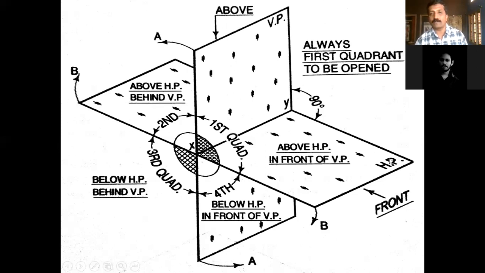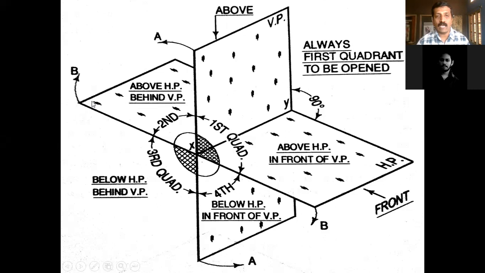For the third quadrant, the observer cannot come here and cannot see. He has to stand always near the first quadrant. Got it? Now let me give you the details of how to give the position of an object with respect to HP and VP. So the observer is always standing here, nearby the first quadrant.